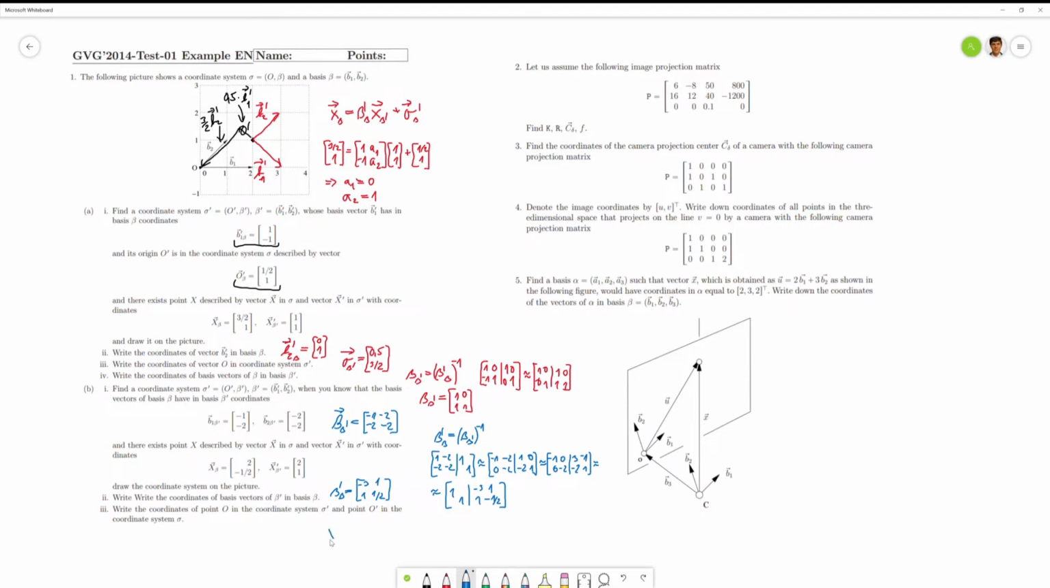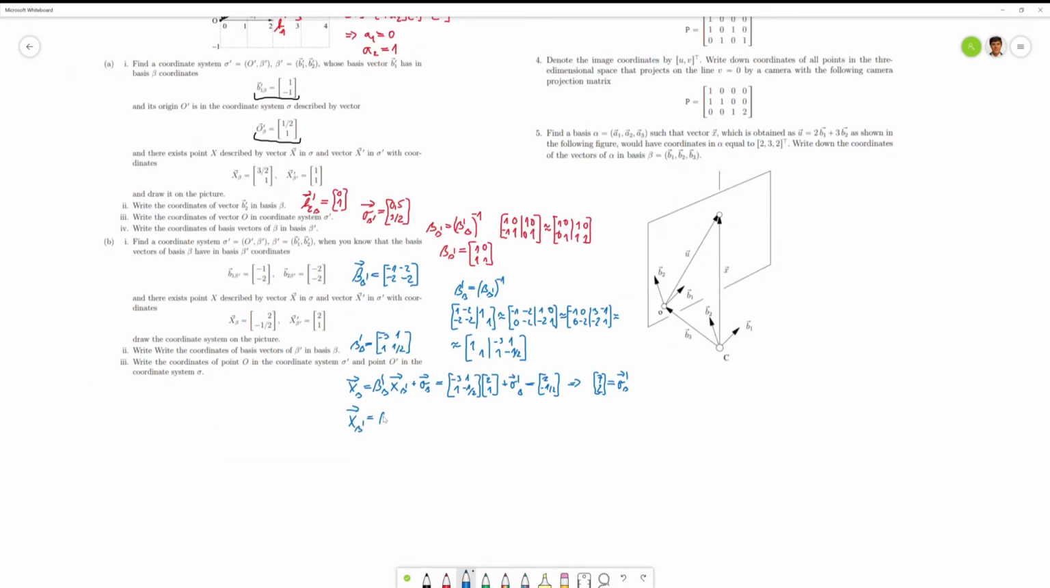We can express x beta from x beta prime as well as x in beta prime from x beta. By assigning the values we can compute O in beta prime, which is the third subtask. O in beta prime is 3, 4.